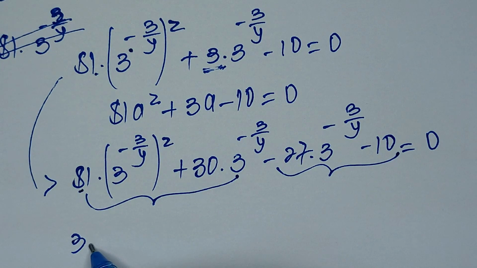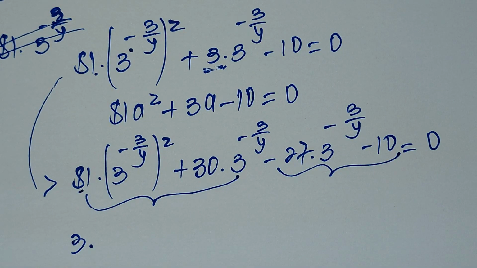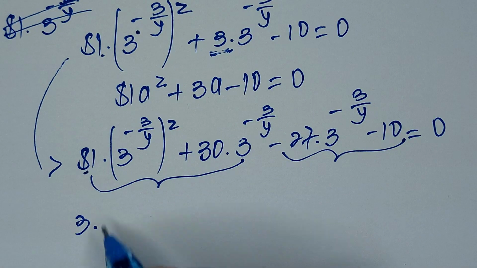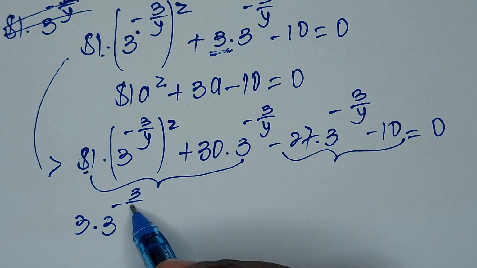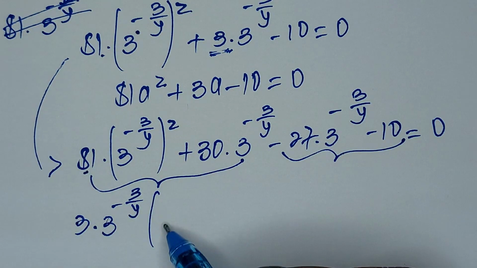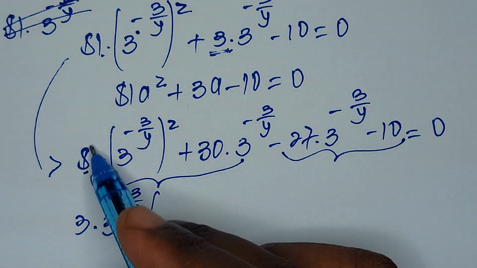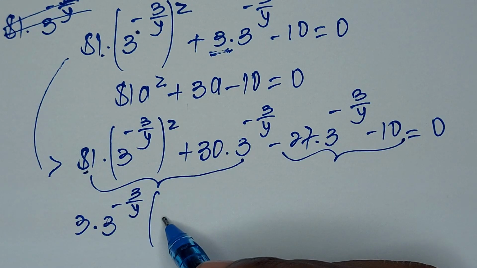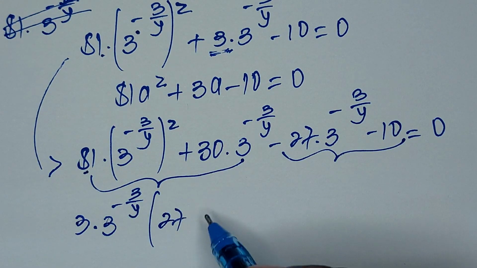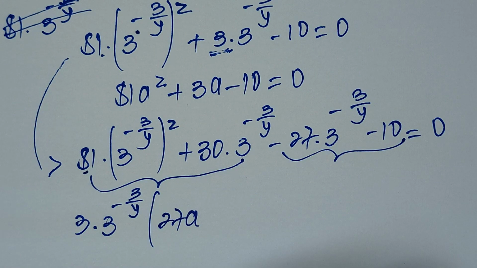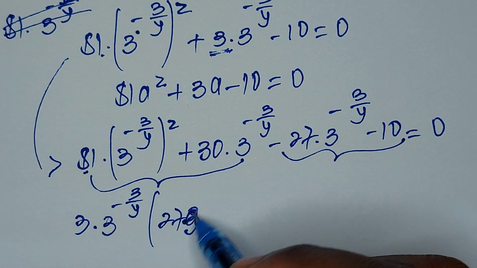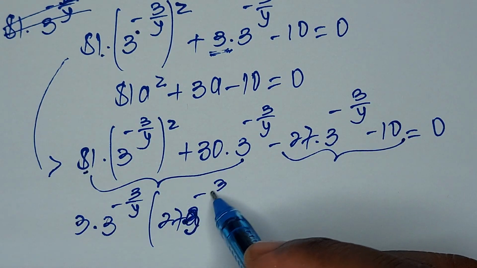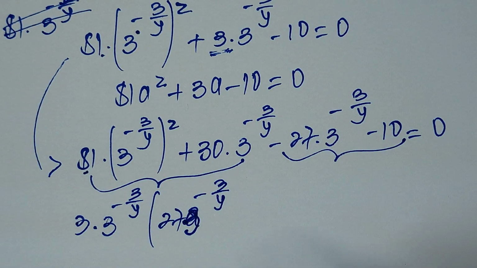With 3 times. Okay, guys, so this is going to be 3 times 3 to the power minus 3 over y, which will multiply what? If I have 3 here and I have 81, so it's going to be 27. So it's 27 times 3 to the power 3 over y.